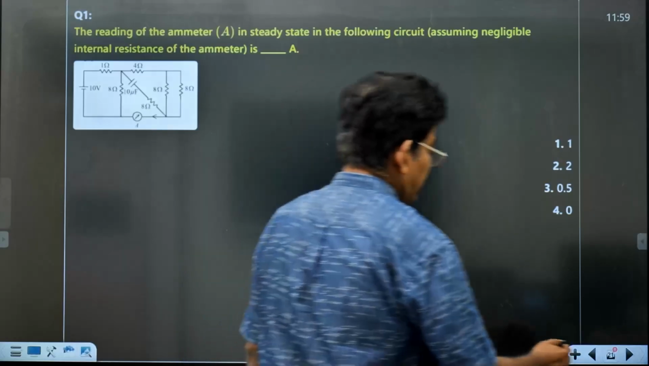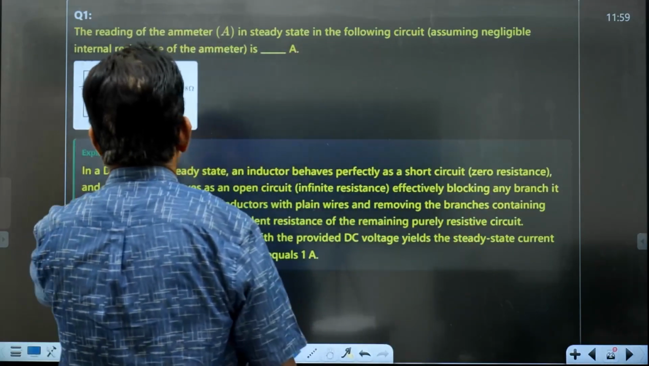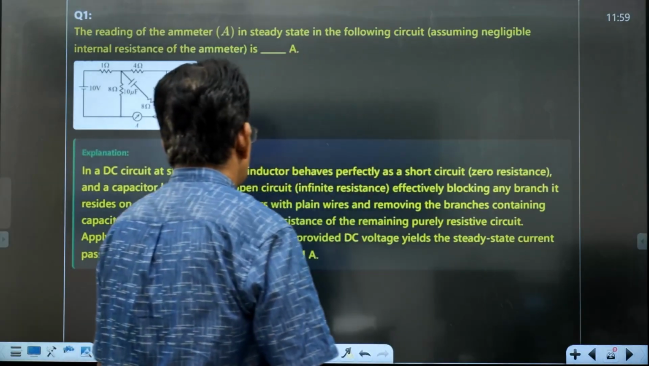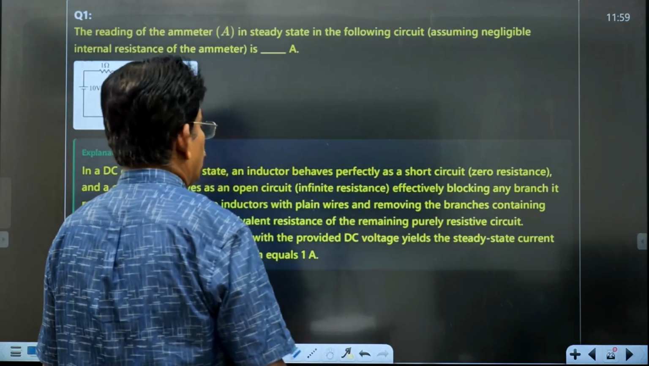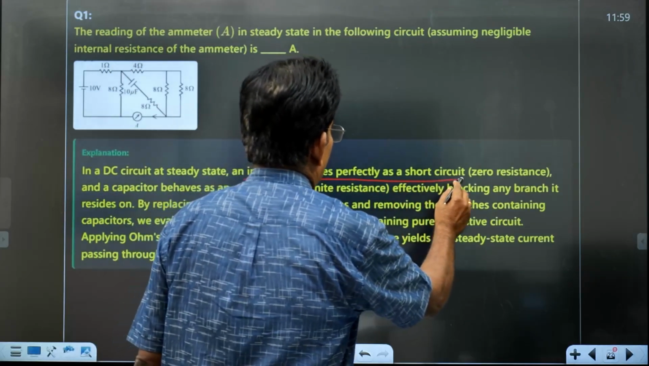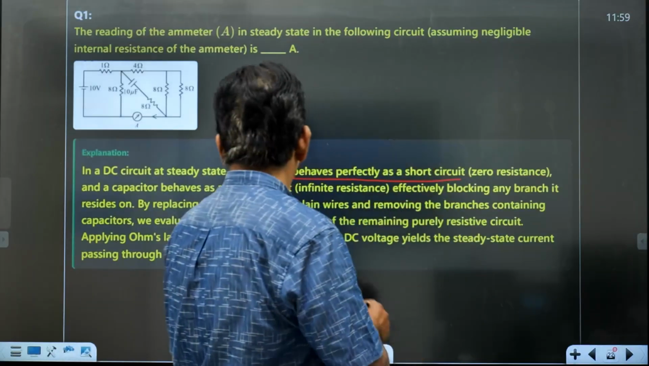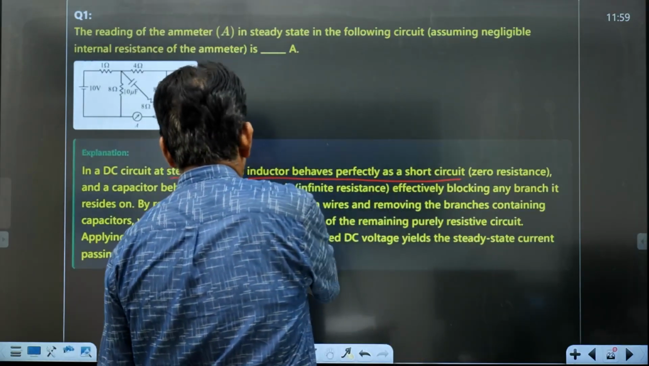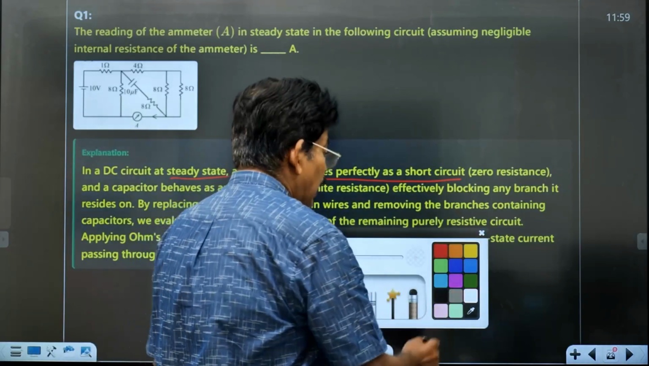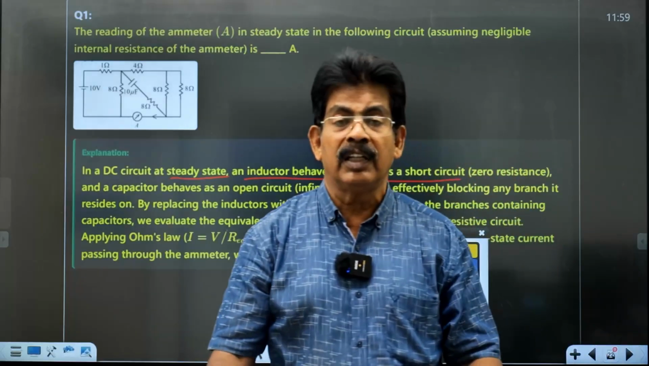Let's go to the explanation. Here the source is a DC source. And when a DC source is introduced in the network, the inductor behaves as a what? A perfect conductor. At steady state, the inductor behaves exactly as a connecting wire. It doesn't offer any resistance.